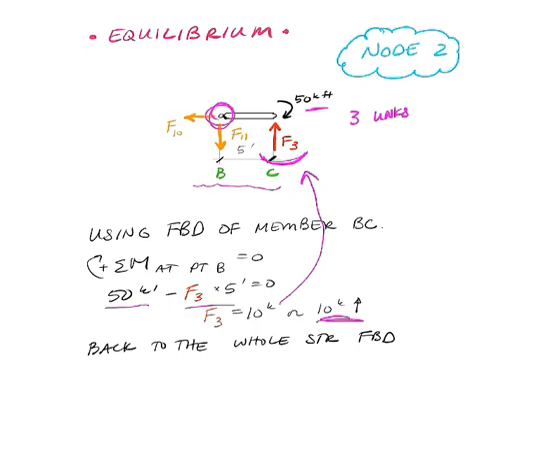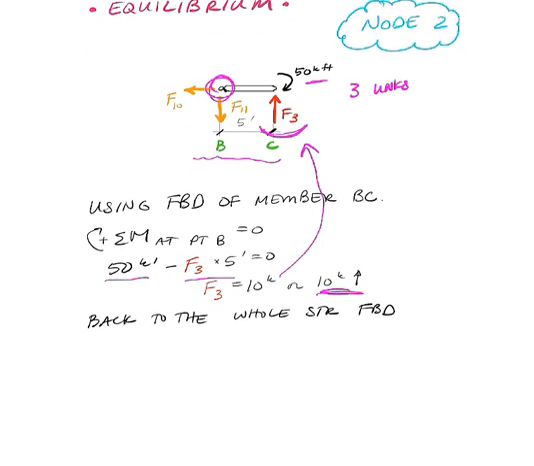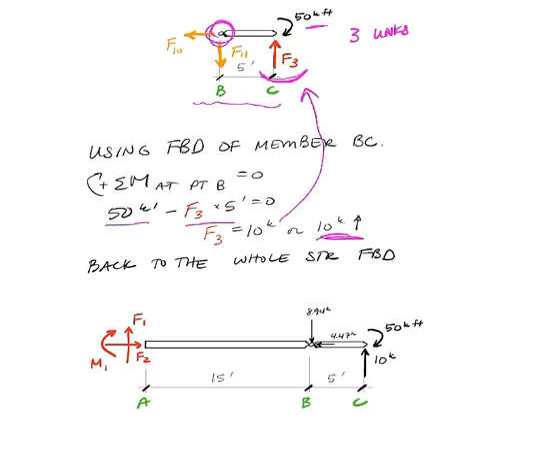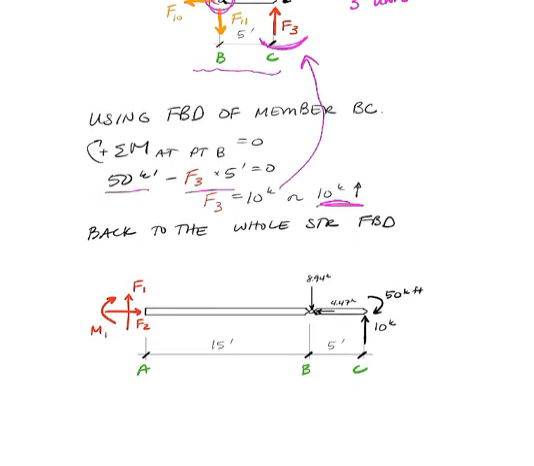Now at this point, I'm going to do something that should make sense once you see it, but I'm going to go back to the whole structure free body diagram. Just a moment ago, that whole structure free body diagram had 4 unknowns, but we just used the free body diagram of BC to solve for F3. So let's go back, and now the whole structure free body diagram only has 3 unknowns. And we have yet to use this free body diagram, so we still have 3 equations associated with it. So I can go ahead and solve for those 3 red arrows using nothing but statics. So let's go ahead and do that.